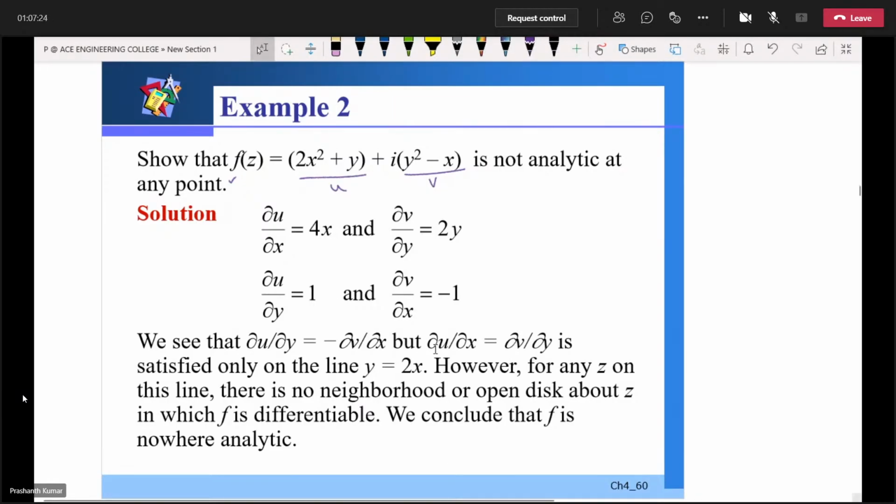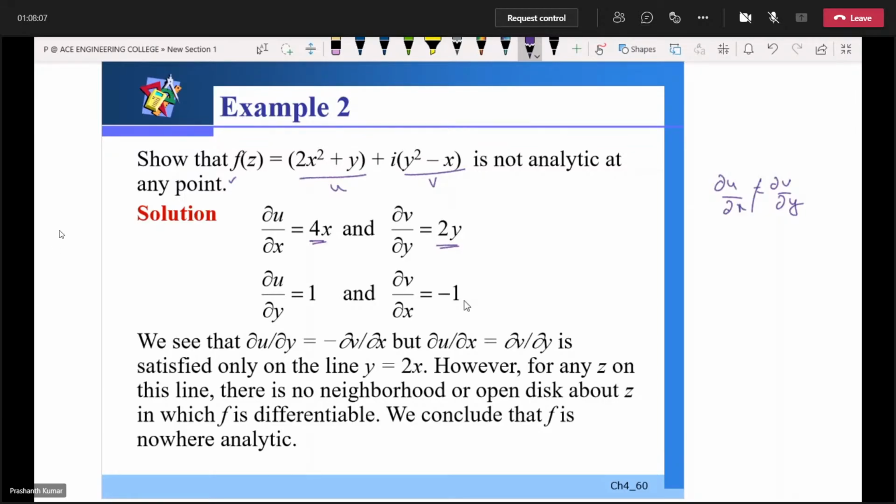Okay, and dou v by dou y is 2y, dou u by dou y is 1, and dou v by dou x is minus 1. Therefore we see that dou u by dou y is equal to minus dou v by dou x. But the first condition is what? Dou u by dou x is equal to dou v by dou y. This is required. Dou u by dou x is 4x, dou v by dou y is 2y. Not equal. This is not satisfied, only on the line y is equal to 2x.